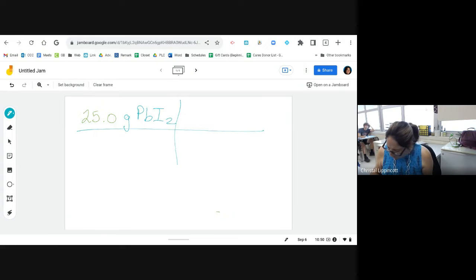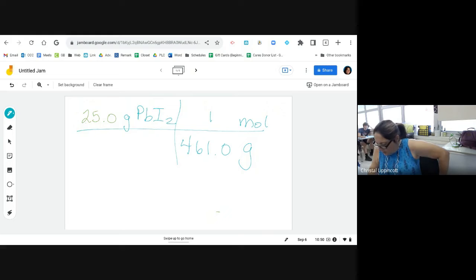We're going to convert grams into moles. In 1 mole, I'm going to get the gram value off of the periodic table. So I'm going to add up 1 lead, which is 207, my bad. And then I'm going to add up 2 iodines, which are 126 something each. Okay. So I add those up. I end up with 461. I'm going to divide them.